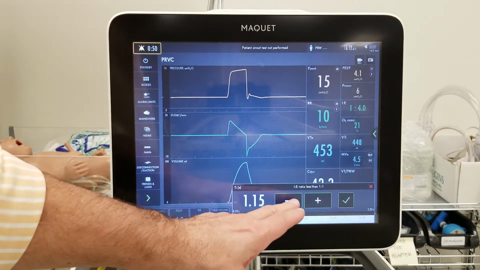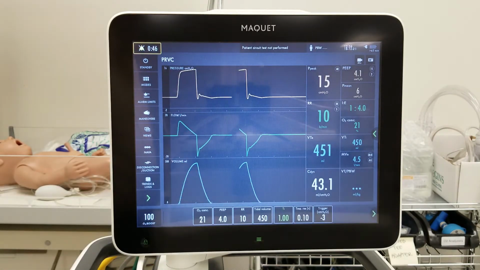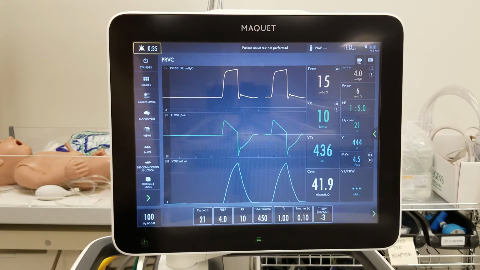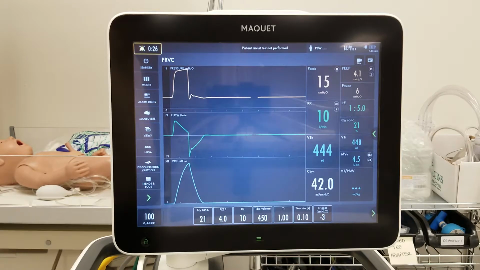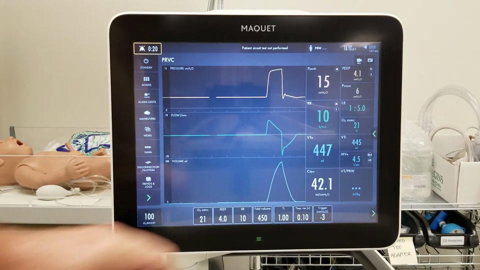I'm going to put it down to 1 and watch what happens. So our first breath, 15, will still be our pressure. Notice my tidal volume's a little lower because we didn't have enough time for 15 to deliver the tidal volume requested. Okay, and you can see now it's gradually getting back up.